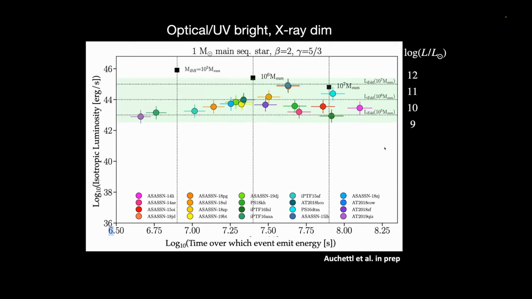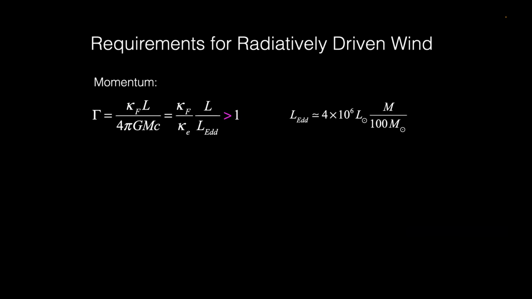And there's the Eddington luminosity over here. You can see these things are all very close to the Eddington limit. And these are their luminosities in solar luminosities, log of the solar luminosity. So what are the requirements to have a wind? Well, first thing, you have to overcome gravity.